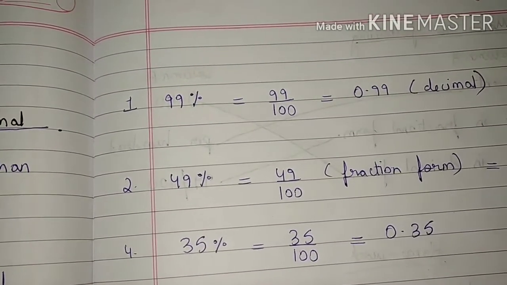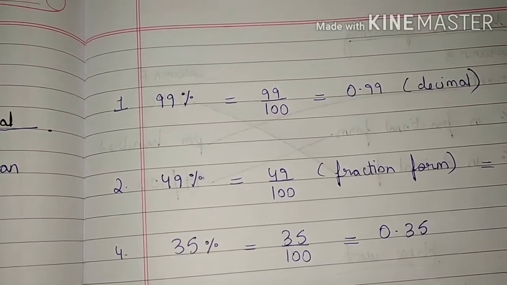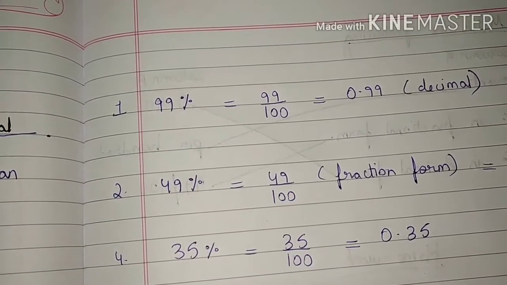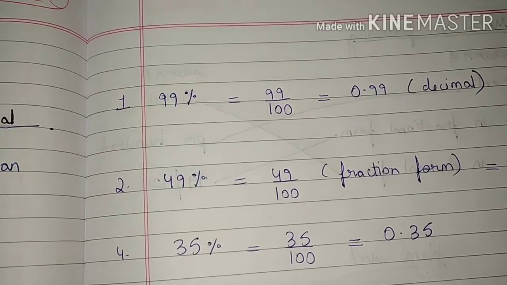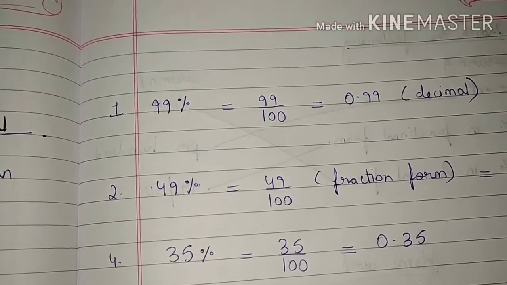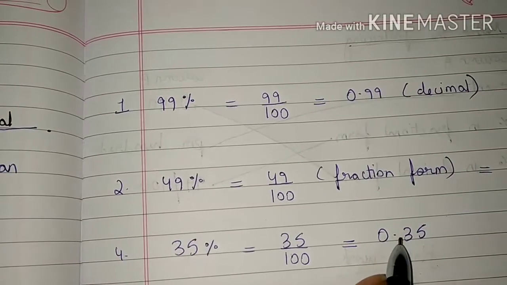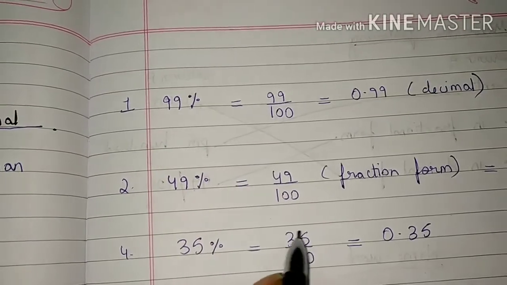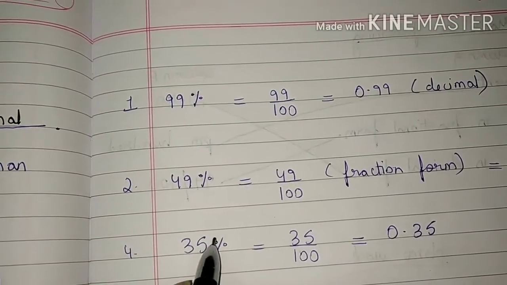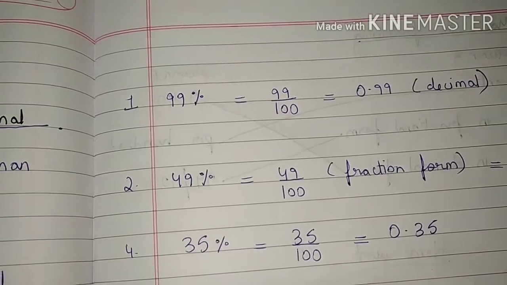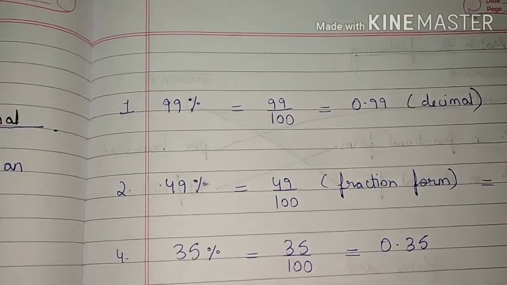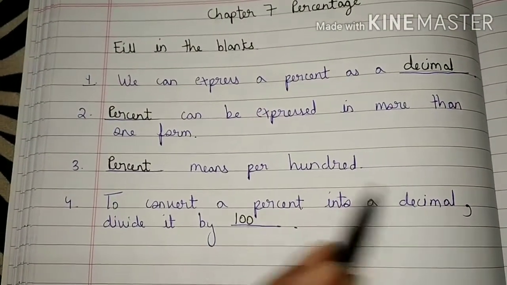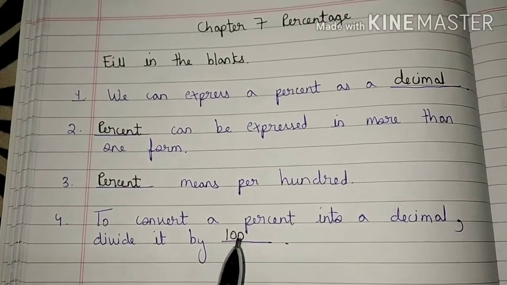So from this point of view, we can say that to convert a percent into a decimal, we need to divide it by 100. Students, when you are going to convert a percent into a decimal, you need to divide the given number by 100 and then remove the sign of percentage. So, to convert a percent into a decimal, divide it by 100.